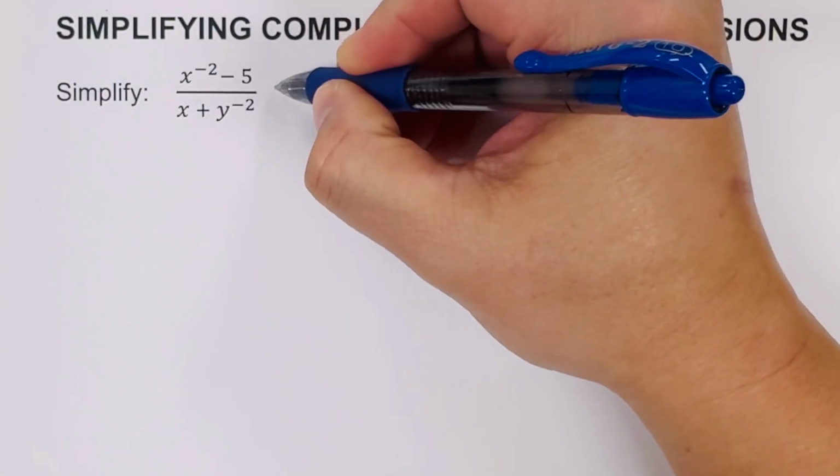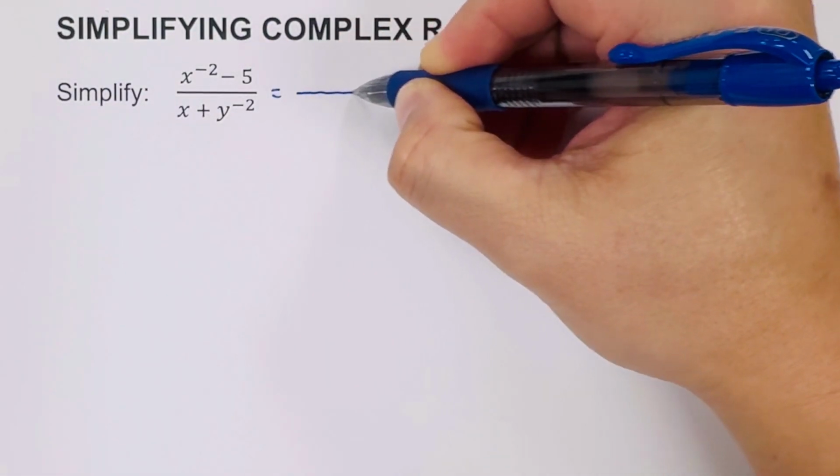Hello everyone. This video will show how to simplify complex rational expressions. In this example, we are given negative exponents. So let's go over this problem here. In order that we can simplify complex rational expressions, we need to get rid of negative exponents. So this is how we do it.